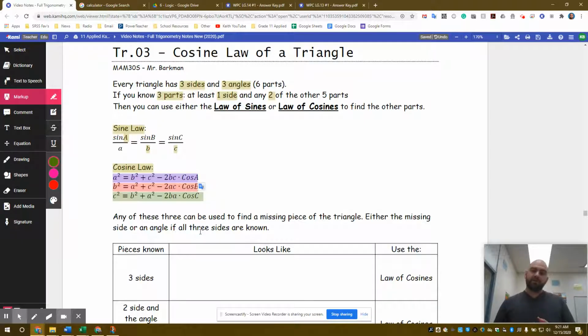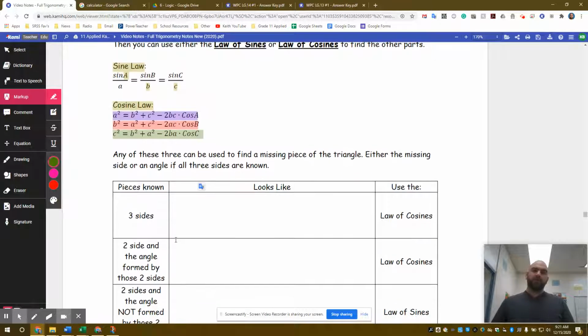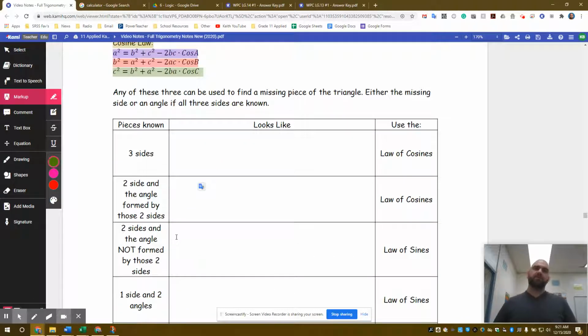So that's cosine law, and we're going to go through in a little bit how to use it. But first, I want to show you when we use each one of them. First things first, before we get into any of these, if we have a right angle in a triangle, we can use our trig ratios: sine, cos, and tan.